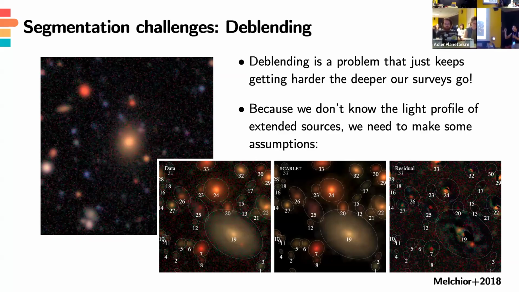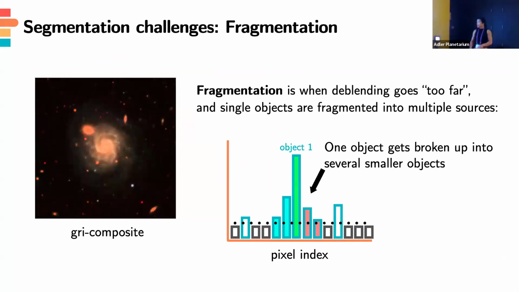So this is just to say that we have techniques to try to overcome this lack of knowledge about what the surface brightness profile looks like compared to point source photometry. But that lack of knowledge means that we have to make assumptions, and those assumptions are usually not perfect. So deblending is one end of the challenge. The other end of the challenge is called fragmentation. Fragmentation is when deblending goes too far and single objects are fragmented into multiple sources.